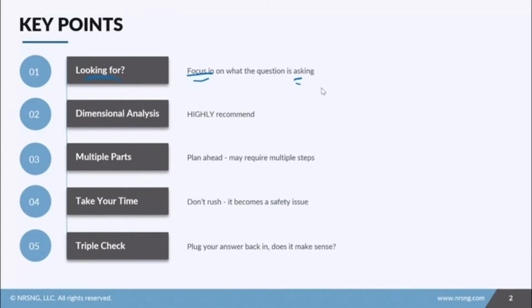For problems like this, the really complex ones, I highly recommend dimensional analysis. It keeps everything in one place. It prevents you from missing steps. Now, some of these problems may have multiple parts, so plan ahead. Think about what different steps you need to take, and we're going to look at an example of that.